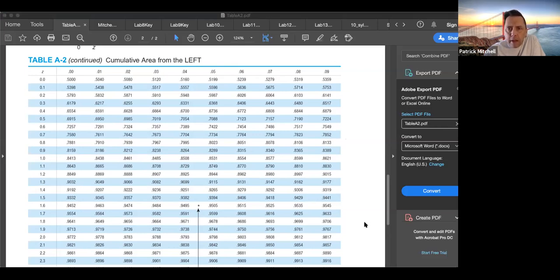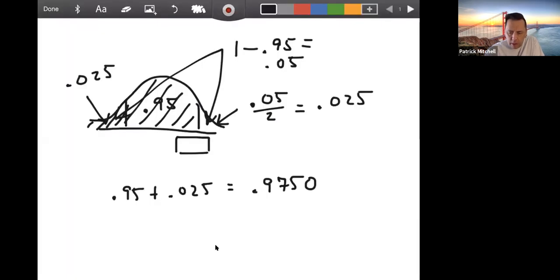Switching back to this here. So using the correct notation, that means that z sub 0.025, remember we're talking about z sub alpha over 2. So in this case, alpha over 2 is 0.025. We just found that that z-score is 1.96.